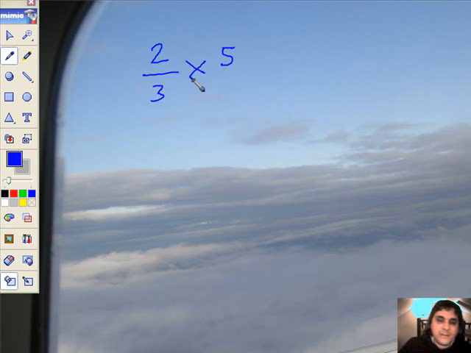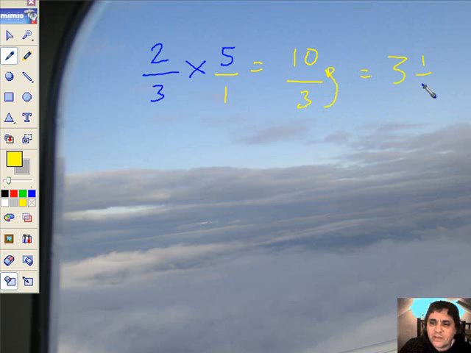Well, here we go. If you recognise the 5 as being 5 over 1, you can treat it like a top heavy fraction. Nothing cancels at all. 2 times 5 is 10. 3 times 1 is 3. Got a top heavy fraction. 3's into 10, 3 times. 1 left over. So what do I need? I need 3 1/3 tins of dog food to feed Jack's dog, whose name has not been given to us anyway.